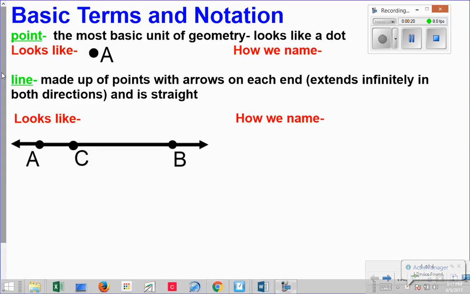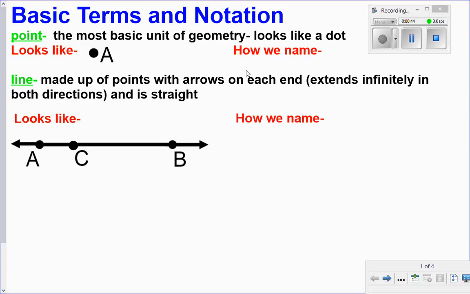A point is the most basic unit of geometry. It does look just like a dot, and when we're looking at a point, it usually is labeled with some sort of a label, and the label is going to be a single letter, and it's always going to be a capital letter. So we would call this point A. And if I were writing something about point A, I would simply just write the word point and then use the capital A if I was referring to point A.